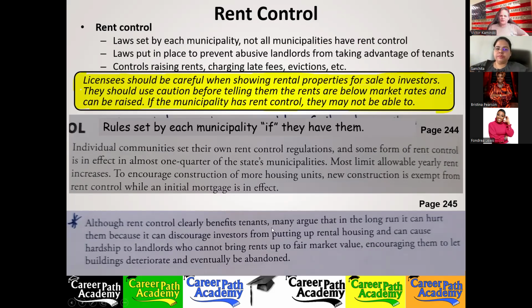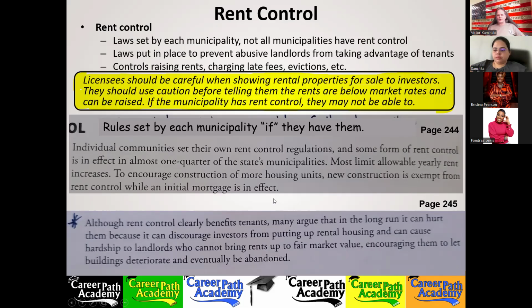So these are rules set by each municipality if they have rent control. And although rent control clearly benefits tenants, many argue that in the long run it can hurt them because it could discourage investors from putting up rental housing and could cause hardships to landlords who cannot bring rents up to fair market value, encouraging them to let the buildings deteriorate and eventually be abandoned. But first, they'll try to sell it first and pawn it off on somebody else, right?